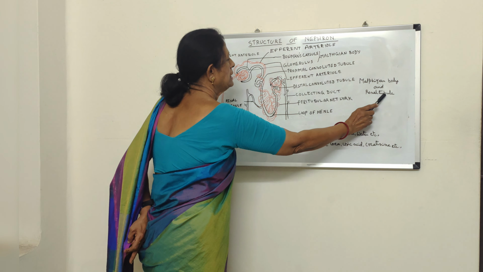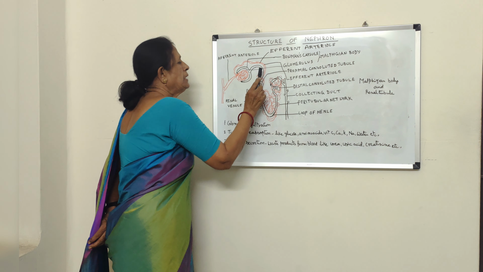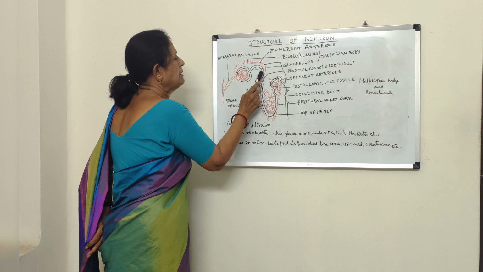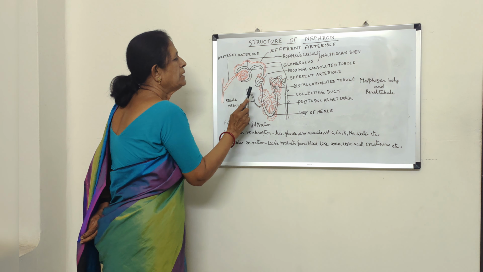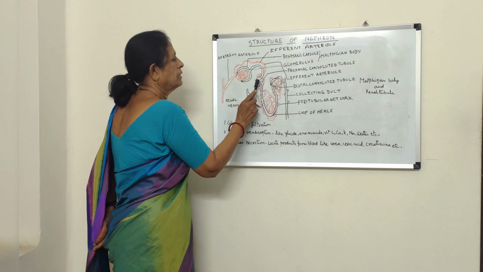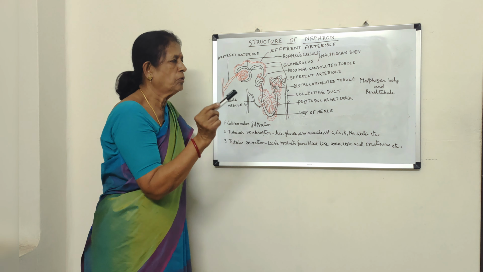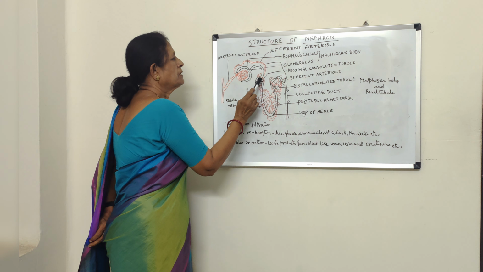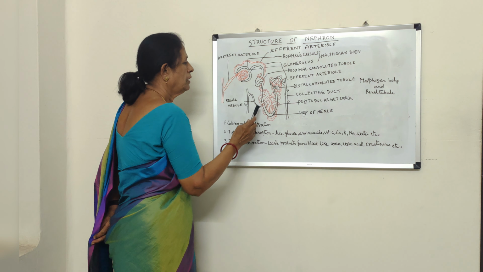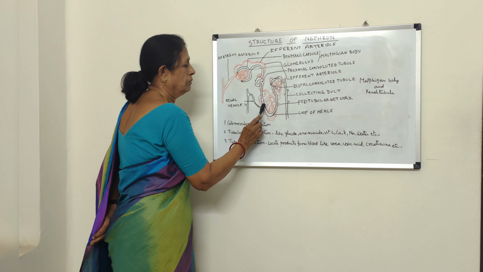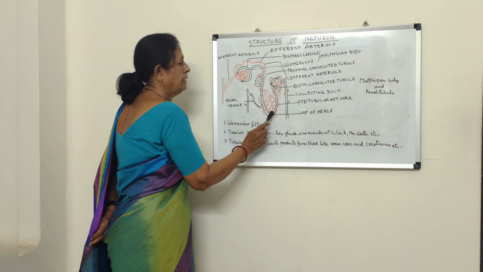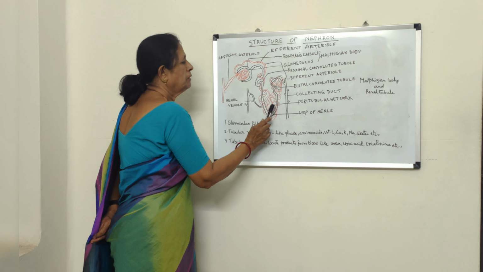Next part of nephron is renal tubule. This renal tubule contains three parts. First part is called proximal convoluted tubule. Convoluted means with many folds. So it is called proximal convoluted tubule. Next it forms a U-like bend, that means a letter U-like bend.